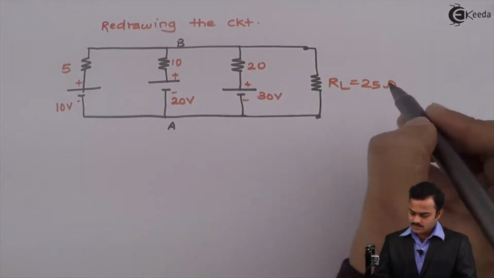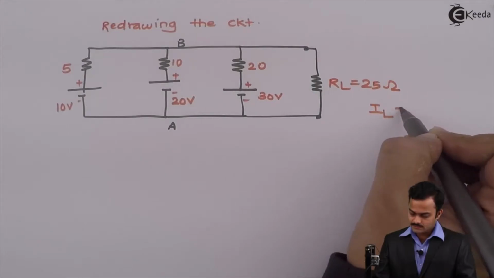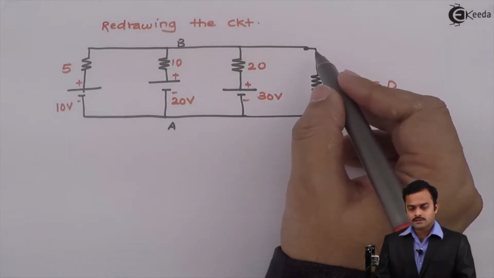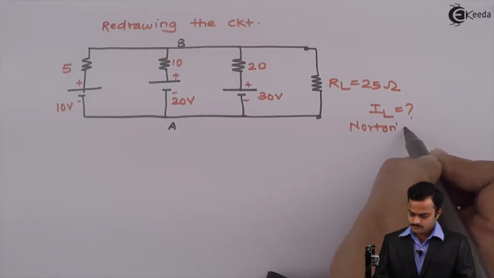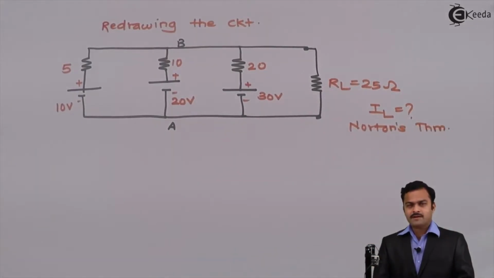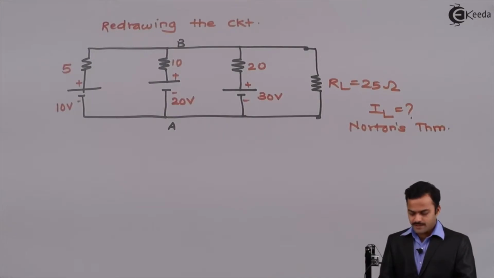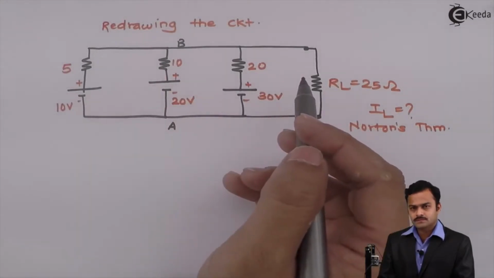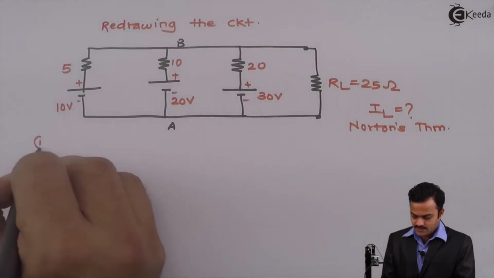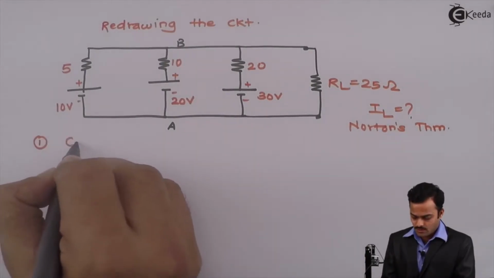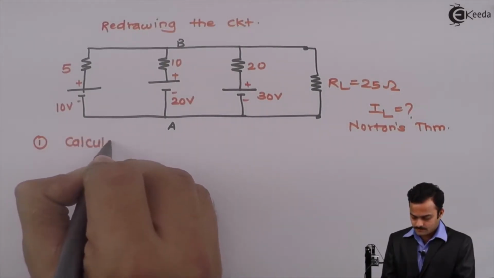Our objective is to get this current which is flowing through RL by using Norton's theorem. Now if I consider this circuit, this is a very simple circuit that I get after redrawing the original circuit, having three loops. So let's solve by Norton's theorem. So let's consider step number 1, calculation of IN.